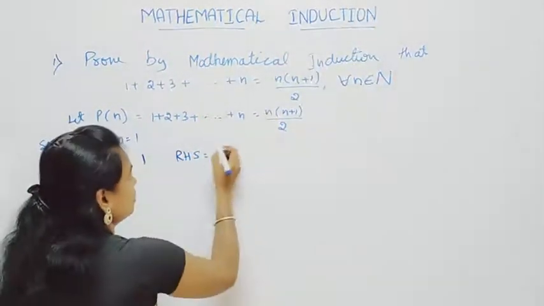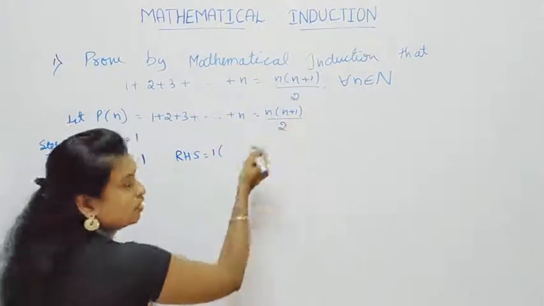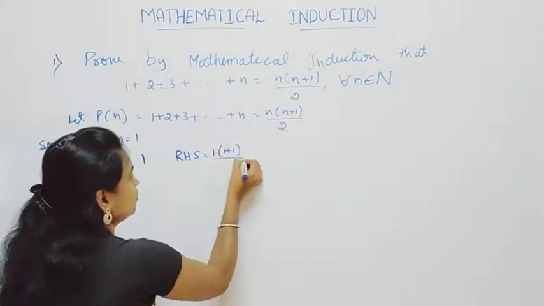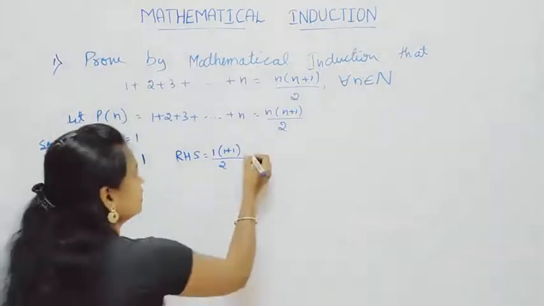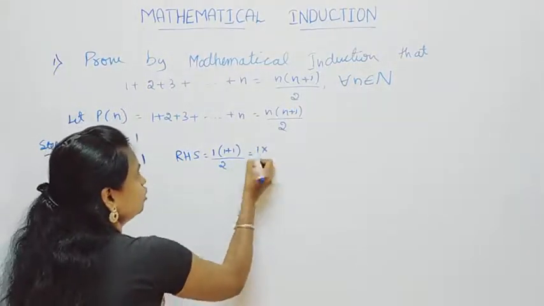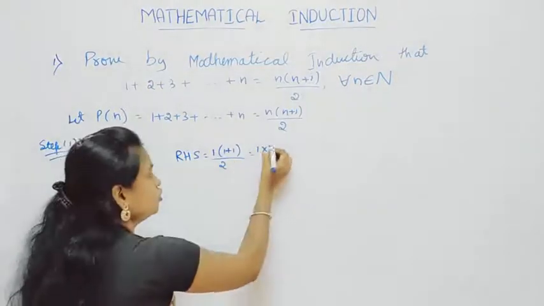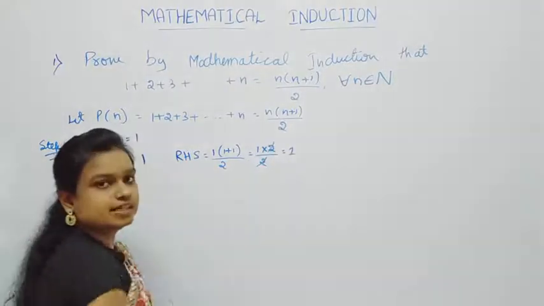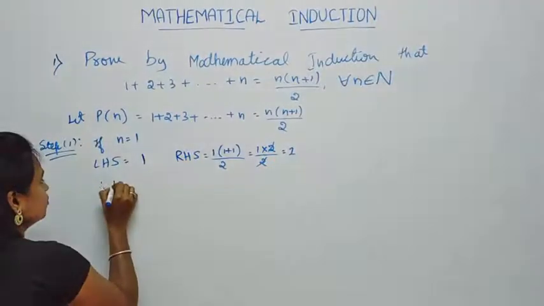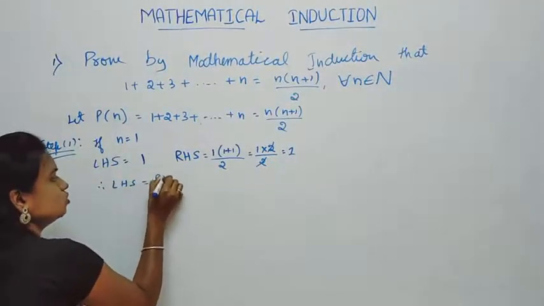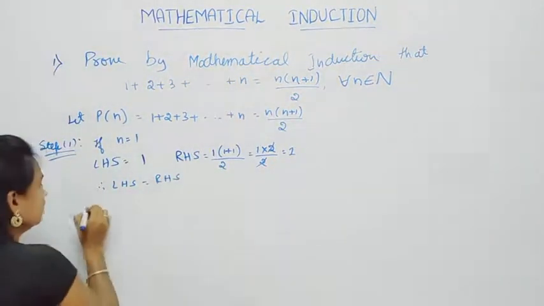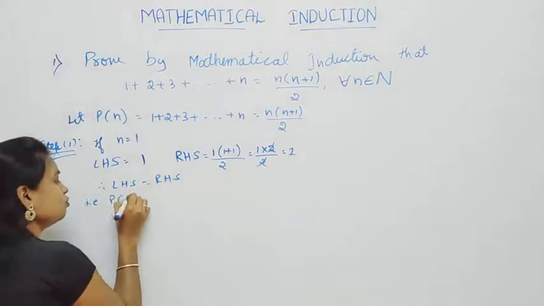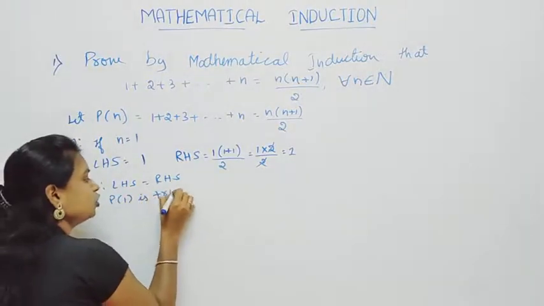Okay, so n means 1, into n plus 1 means 1 plus 1, divided by 2. Right? That is equal to 1 into 1 plus 1 is what? 2 divided by 2. 2 gets cancelled. So the answer is 1. So therefore LHS is equal to RHS. That is p of 1 is true.